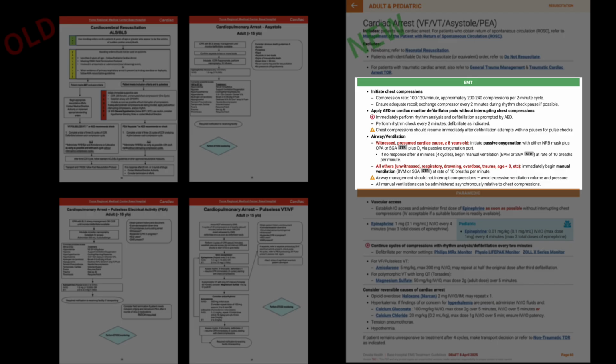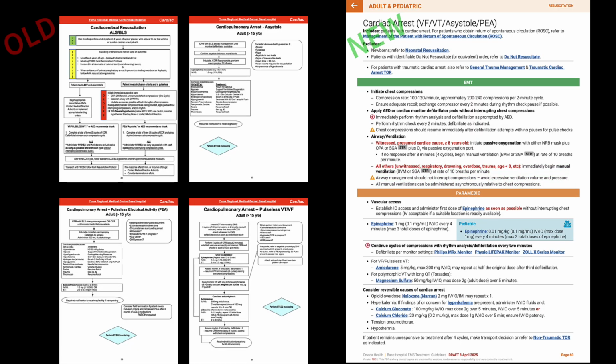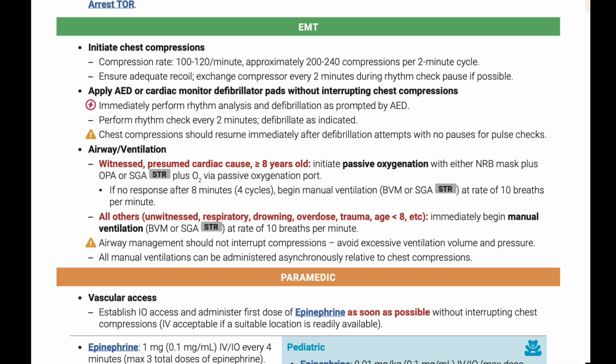Either the patient is a witnessed cardiac arrest aged 8 or more with a presumed cardiac cause, or they are not. It's that easy. Everyone else, including any unwitnessed arrest regardless of age, any respiratory cause like drowning, overdose, and anyone younger than 8 will receive immediate manual ventilation. These factors are unchanged from your old guidelines, but they are reframed so you can manage both categories of patients from one single guideline. Now, let's take a closer look at how we are going to deliver oxygen.